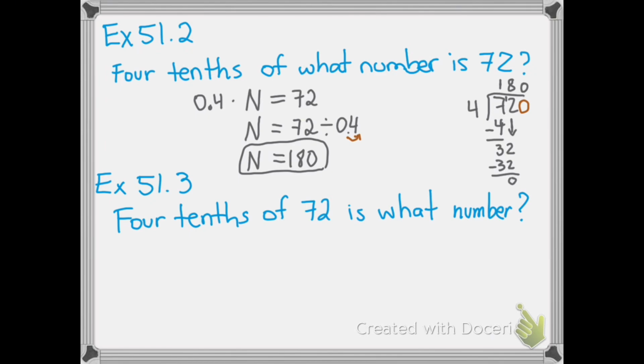And 51.3 is the same, but notice that in this case it says that 4/10 of 72 is what number? So the n is already by itself, so all we have to do is multiply 72 times 4/10. Now be careful not to get confused here and divide. It's ready to multiply. So we multiply. 4 times 2 is 8. 4 times 7 is 28. And there is one decimal, so the answer is 28.8.